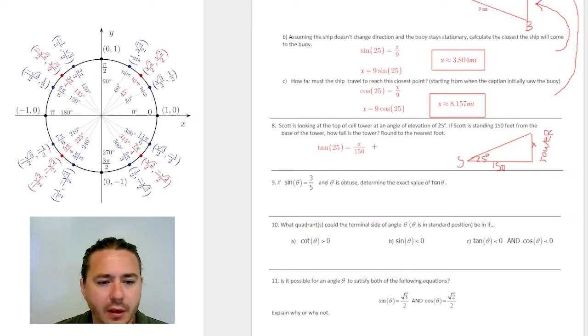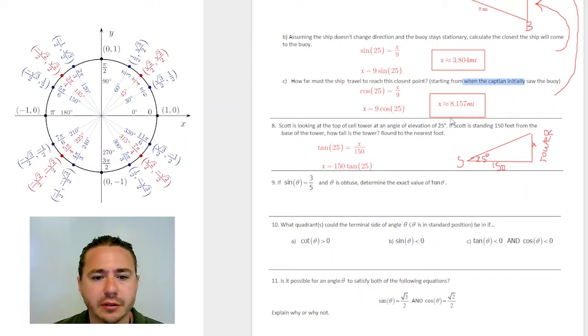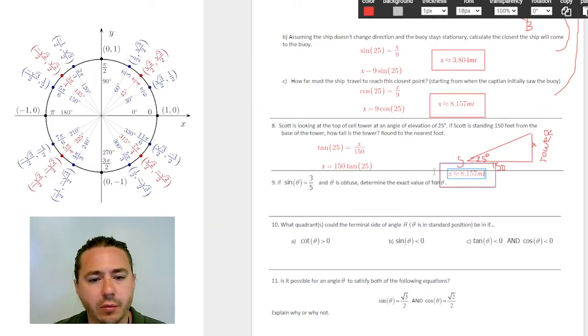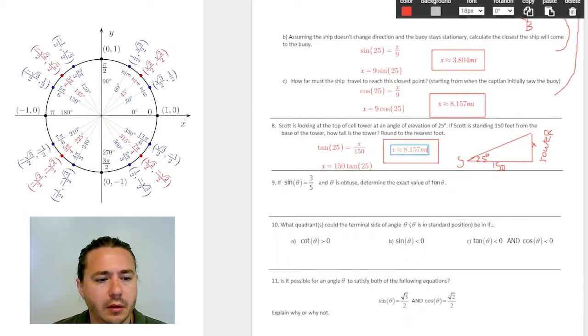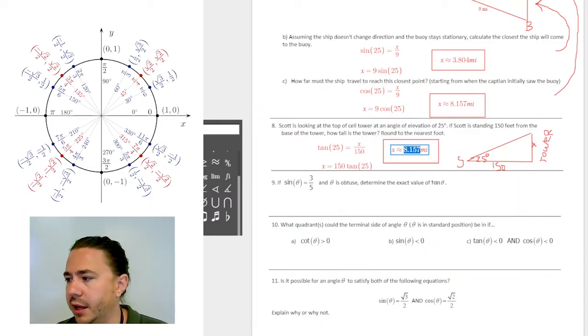Anyway, we're going to multiply both sides by 150. So you get 150 times the tangent of 25 equals x. And again, just throw it in your calculator. There are going to be some calculator problems on this test. There will be some non-calculator, but stuff like this will always require a calculator. So if I do 150 times tangent 25 in my calculator, I get about 70 feet.